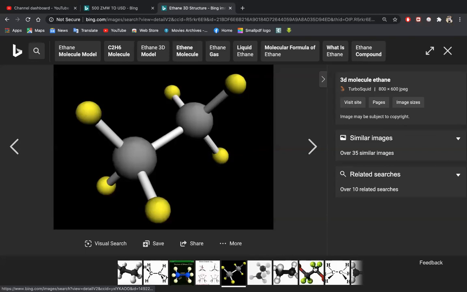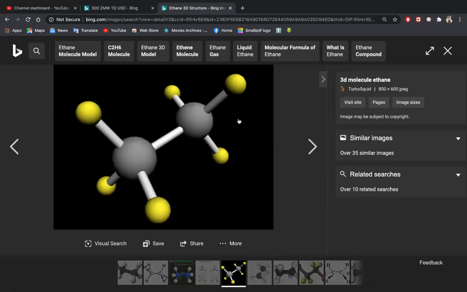So now, the question is, which one here? We'll start with this one. Which one is in the plane? Between this one, and this one. Which one is in the plane? Is it this one? Or is it this one?